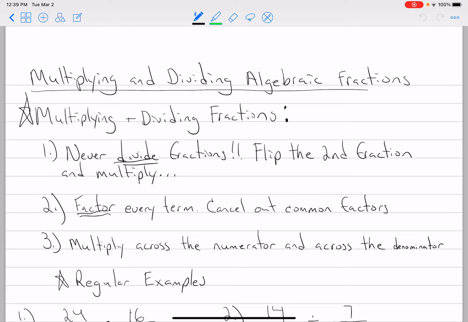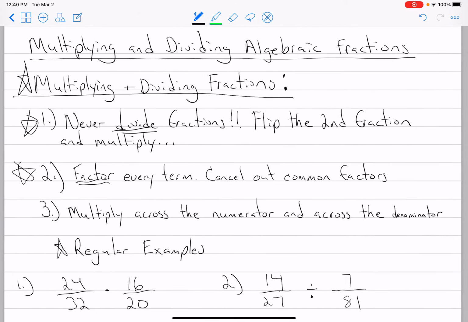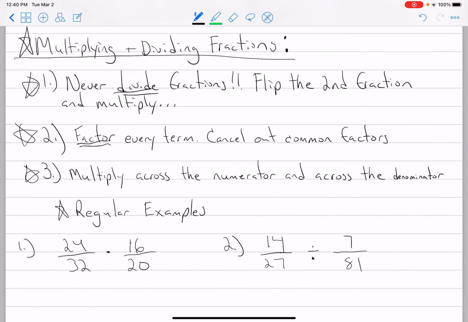Multiplying and dividing algebraic fractions. All right, so we're going to start off with what you do when you're multiplying and dividing fractions, okay? First off, never divide fractions. Always flip the second fraction and multiply. You're going to use the reciprocal, okay? Second, factor every term, and then cancel out common factors. Third, multiply across the numerator and across the denominator, all right?